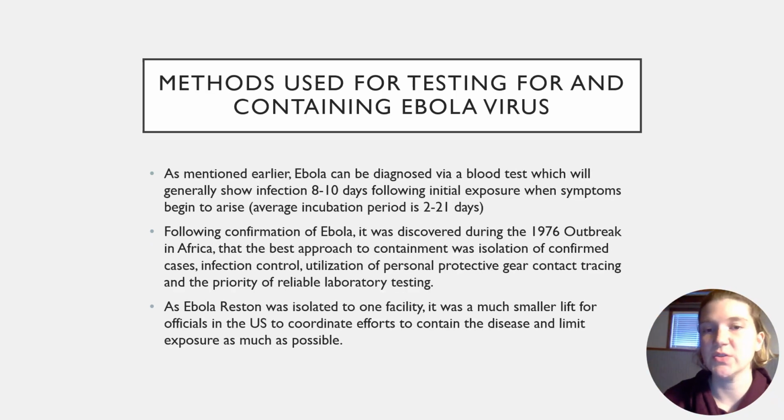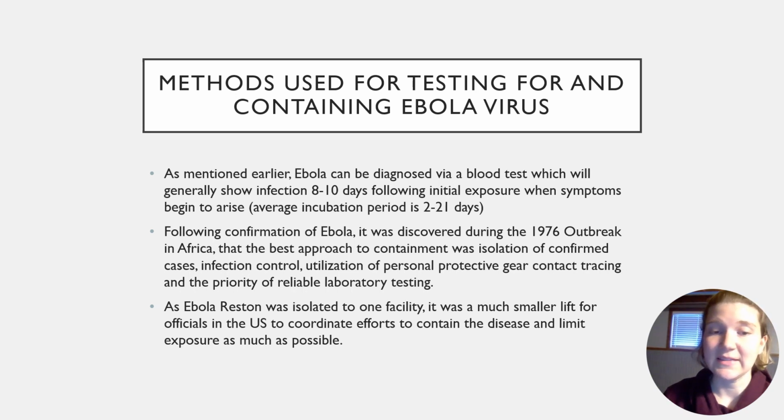We're going to run through some methods used for testing for and containing Ebola virus. As mentioned earlier, Ebola can be diagnosed via a blood test, which will generally show infection 8 to 10 days following initial exposure when symptoms begin to arise. And just revisiting, the average incubation period is 2 to 21 days. However, symptoms can start appearing as early as 8 to 10 days. Following confirmation of Ebola, it was discovered during the 1976 outbreak in Africa that the best approach to containment was isolation of confirmed cases, infection control, utilization of personal protective gear, contact tracing, and the priority of reliable laboratory testing.